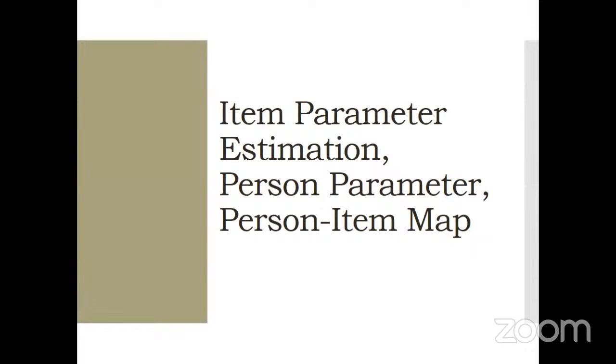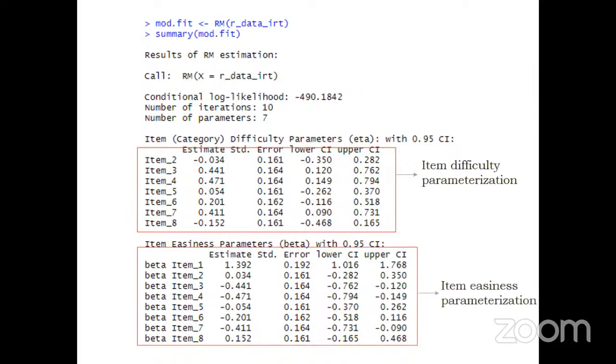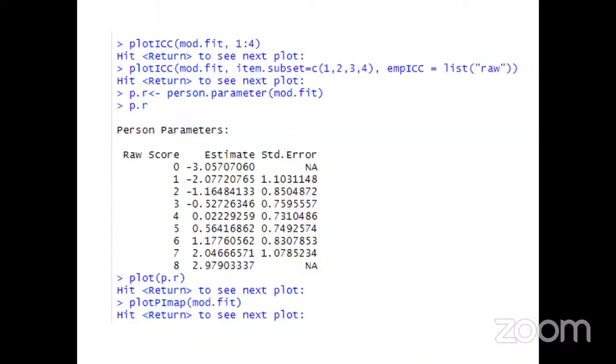There are a few concepts that you need to know while trying to fit the IRT models. There are different ways through which we fit these IRT parameters. Sometimes we do it using maximum likelihood modeling. Sometimes we do it using conditional likelihood modeling. Any of these you can use depending upon your requirement. Here also you get an item difficulty parameterization. Item easiness parameterization is essentially the same thing.